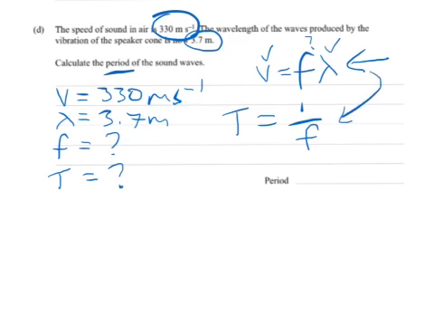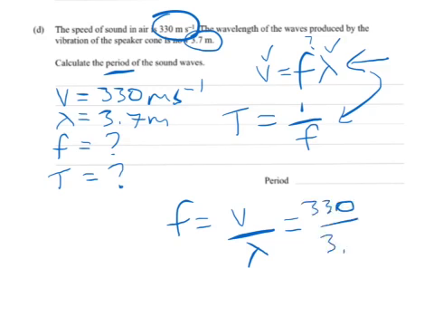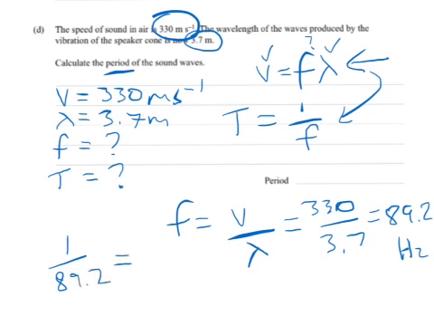If we do that, we end up with f equals v divided by lambda, which is 330 divided by 3.7, and that gives us a frequency of 89.2 hertz. Hertz are the units for frequency, remember, and then 1 over 89.2 will give us the period, which is 0.011 seconds. Lovely.